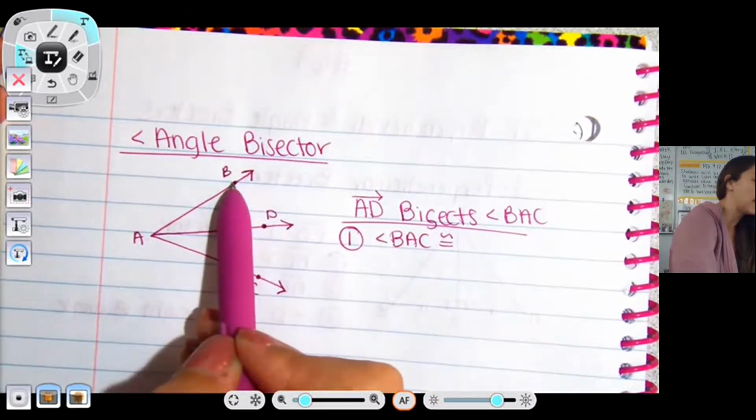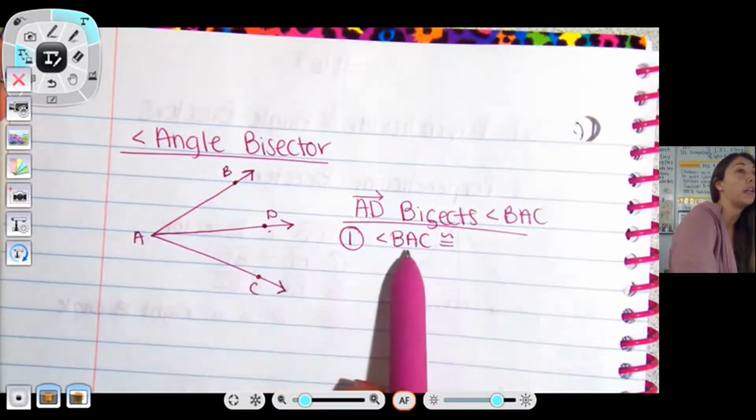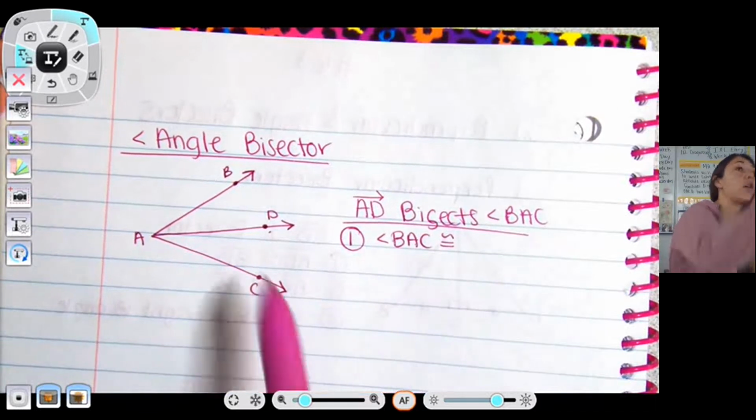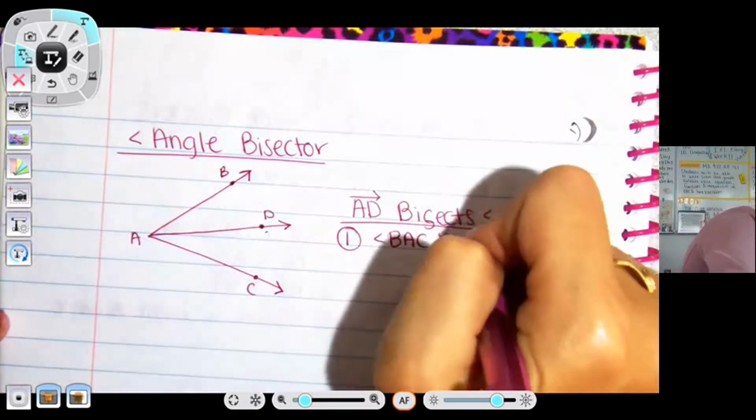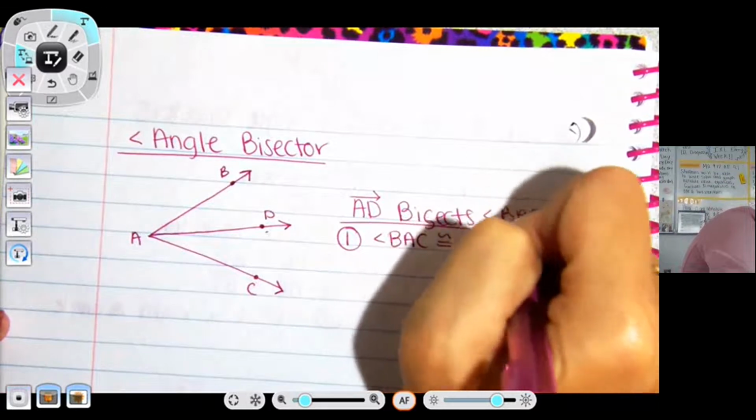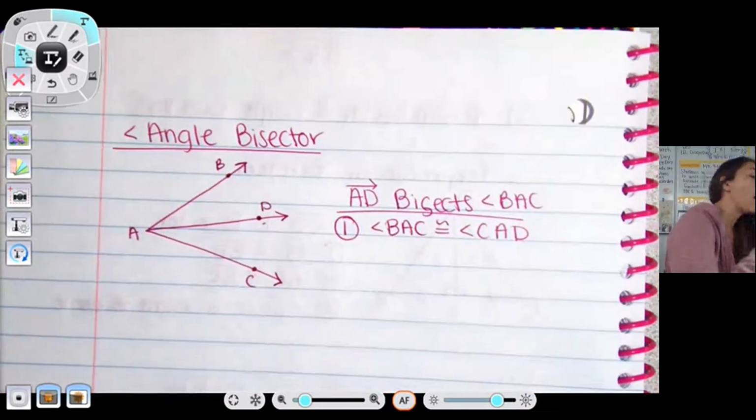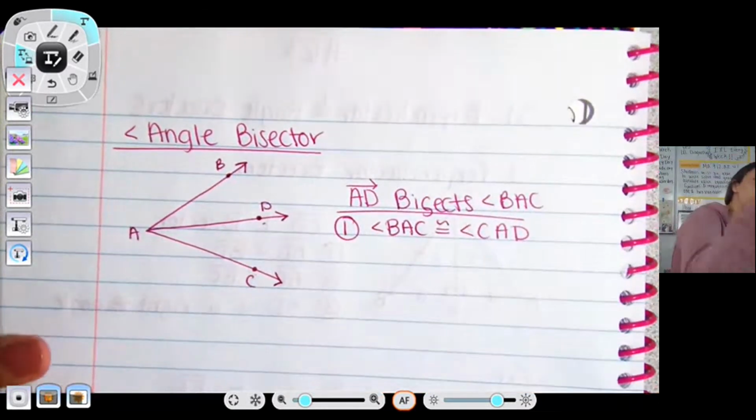If you say DAB, then you could say DAC. But if I start with the outside angle, ABD, the way I wrote it, then I should technically start with the outside angle. But yours is right. I just wrote it the opposite way. Angle CAD. So I'm going to put my congruent marks in there.